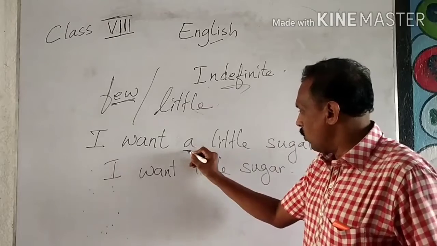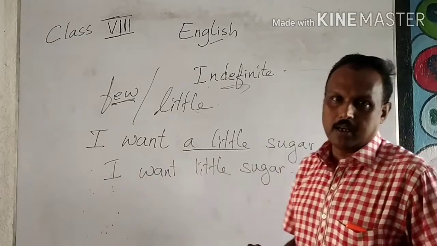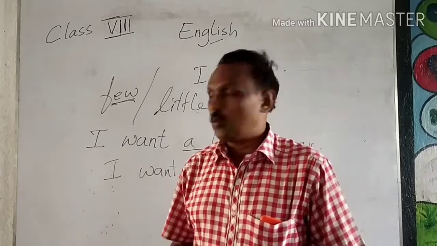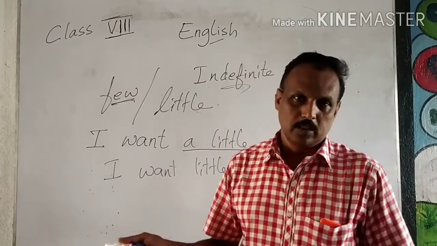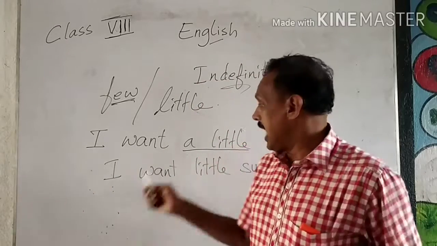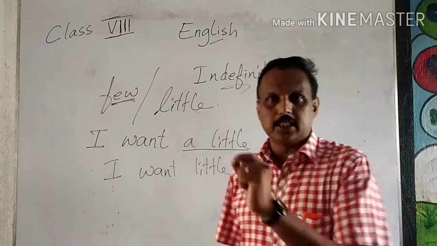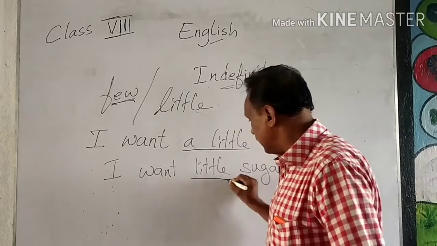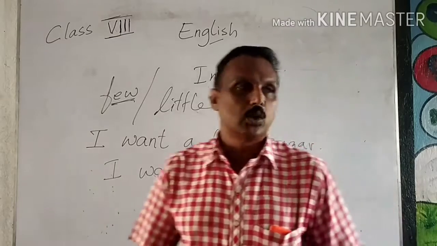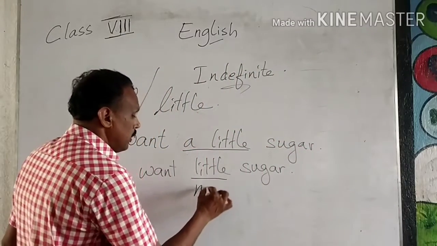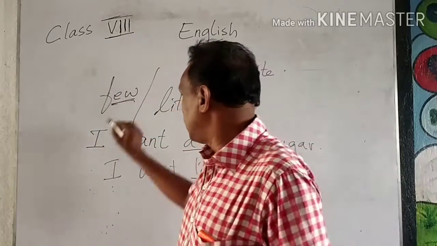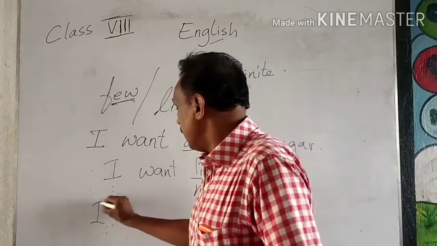When you say, "I want a little sugar," like, for example, your mom gives you a cup of tea and the sugar is less, so you say, "I want a little sugar." However much you want, they will add. "I want a little sugar" means I want some sugar. But when you don't put "a" there, "I want little sugar" means I want no sugar. I don't want sugar. It is the same case with "few."